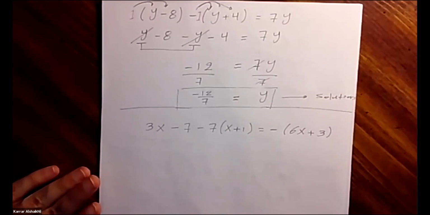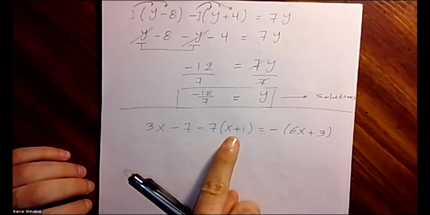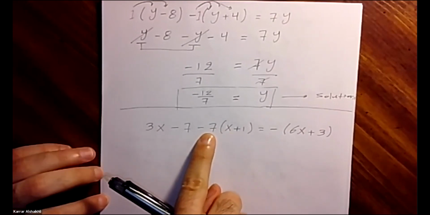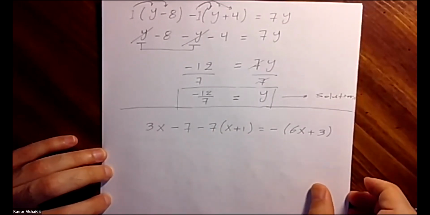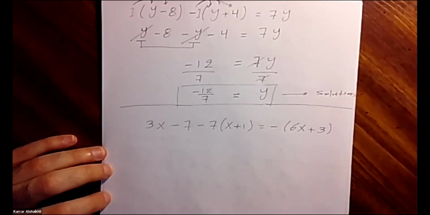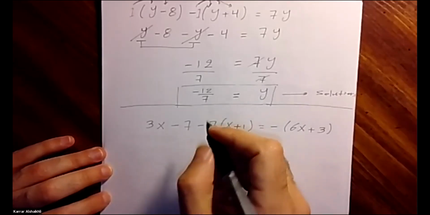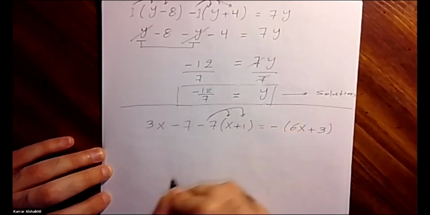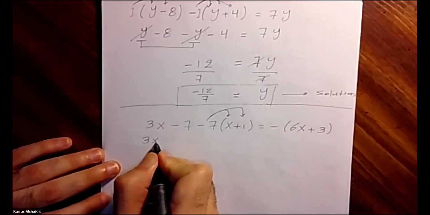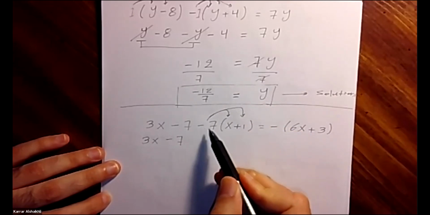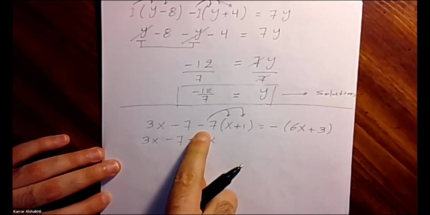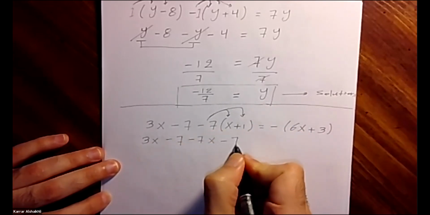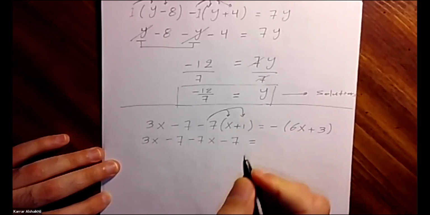Now the next step here, what we're going to do, I have parentheses. Can I multiply this number here by the parentheses? Yes or no? Yes. So always when you see parentheses and there is a number, you're going to distribute the number. So here's a 3x minus 7. Negative 7 times x is going to be negative 7x. Negative 7 times 1 is going to be negative 7. And here's the equal sign.